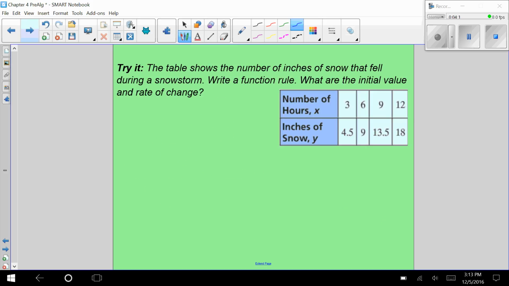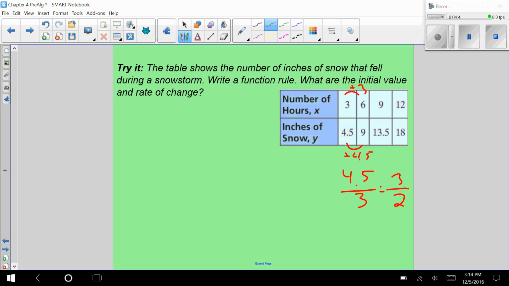The table shows the number of inches of snow that fell during a snowstorm. Write a function rule and determine what the initial value and the rate of change are. All right, you should have started off by looking for your rate of change. 3 plus 3 makes 6. 4.5 plus 4.5 makes 9. So our rate of change is 4.5 over 3, which actually simplifies to 3 over 2. You would do this by changing it into 45 over 30, which then simplifies to 3 over 2.